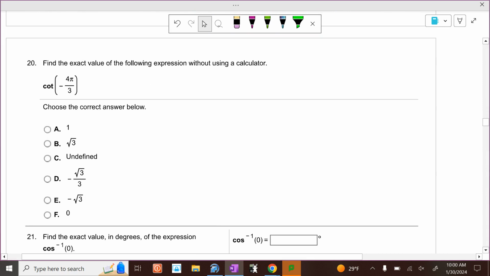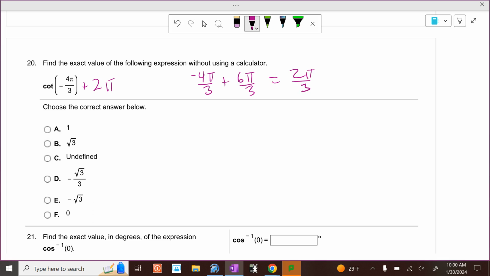Cotangent of -4 pi over 3. Again, it's a negative. Let's add 2 pi onto it. So I have a nice coterminal, nice positive angle. So -4 pi over 3 plus 6 pi over 3 is 2 pi over 3. So I want the cotangent at 2 pi over 3. Well, cotangent is x over y, because tangent's y over x, so cotangent's x over y. At 2 pi over 3, I have x as 1/2, y as square root of 3 over 2, and x is negative, right?